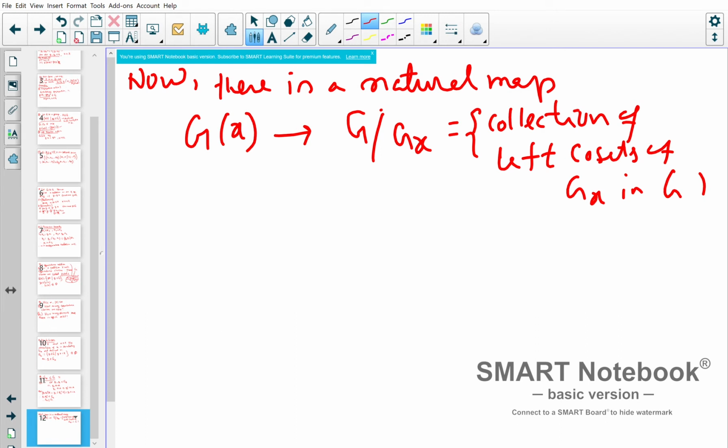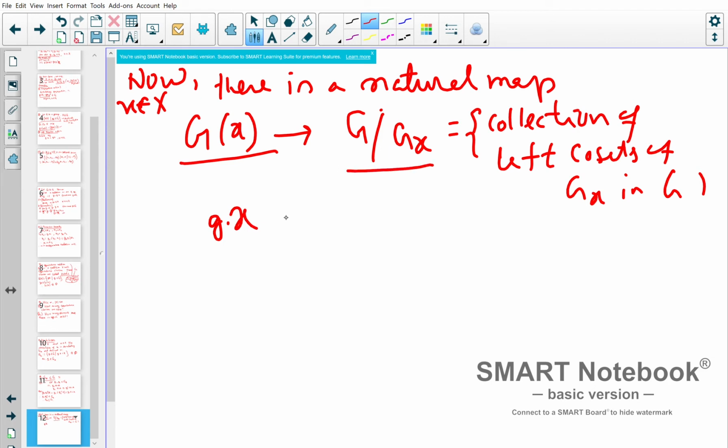Given any x belonging to X, I have a natural map. So what will be the natural map? Let me write it down. Recall how the elements of this look like. The elements of this look like g dot x. And how do the elements of the other set look like?